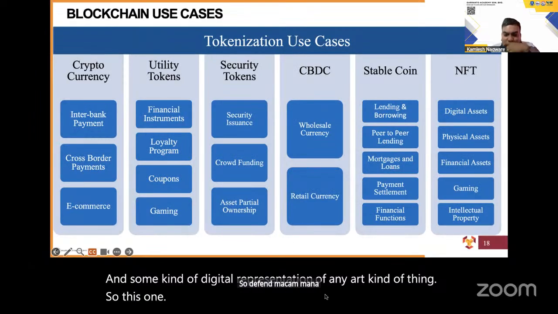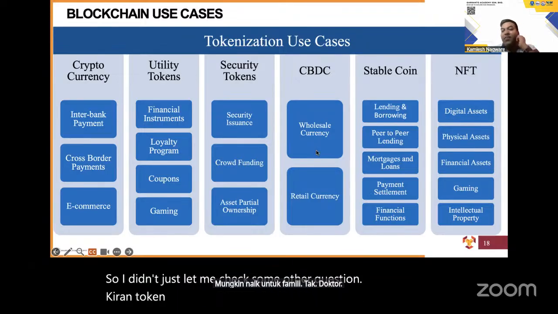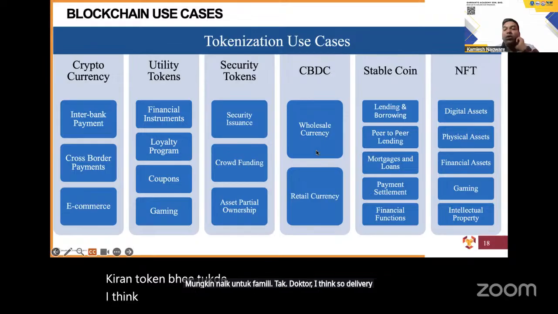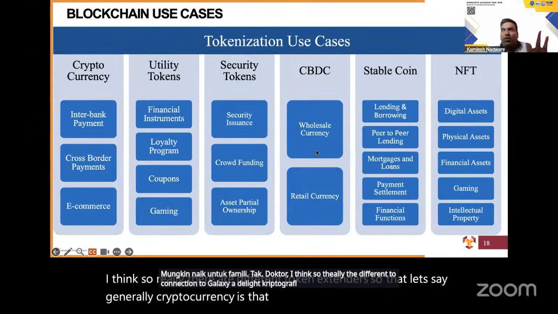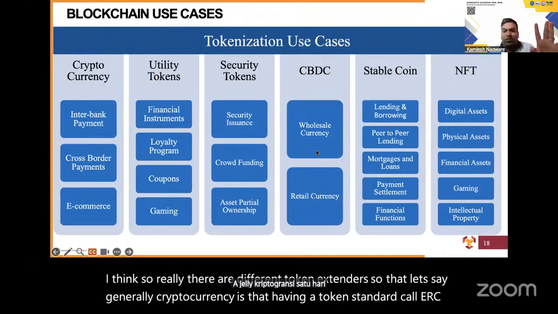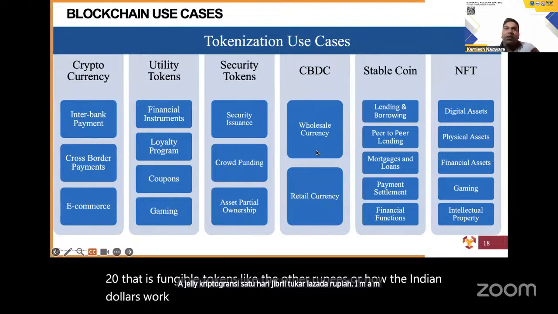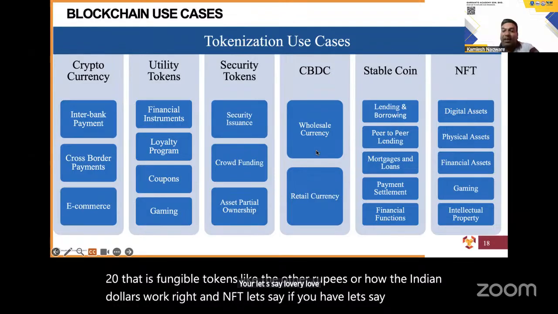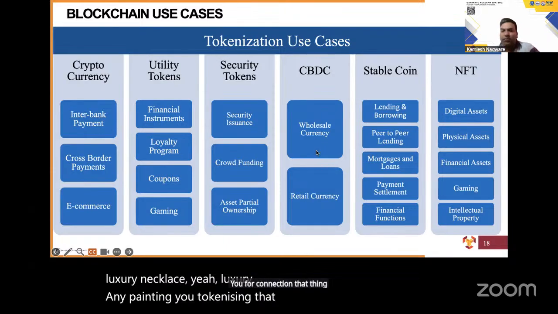Let me check some questions. Can the token be...? I think generally there are different token standards. Generally cryptocurrency has a token standard called ERC-20, which is for fungible tokens, like how rupees or dollars work. And NFT, let's say if you have a luxury necklace or a luxury painting, you tokenize that thing. That is an NFT.